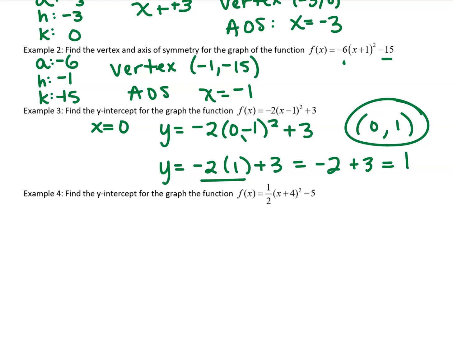Do you want to write our answers as a point? If it's asking for a point like the x-intercept or the y-intercept, yes. Write it as an ordered pair.